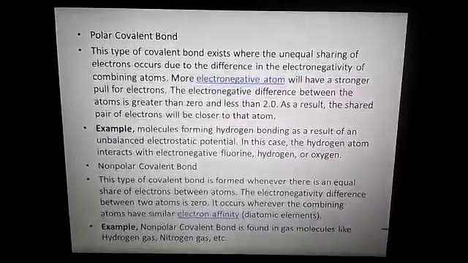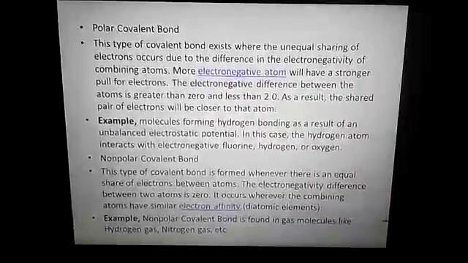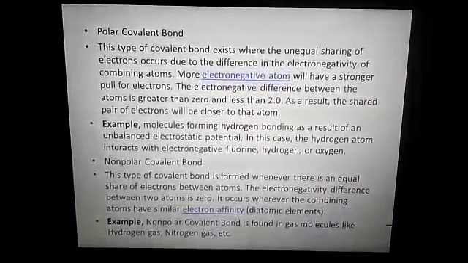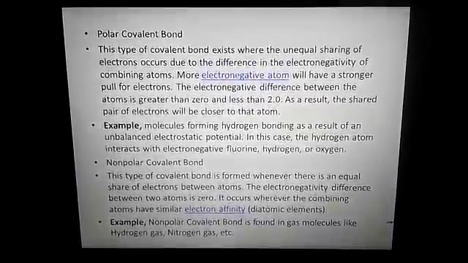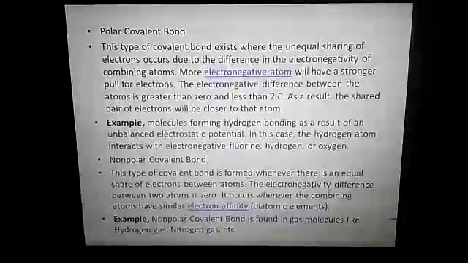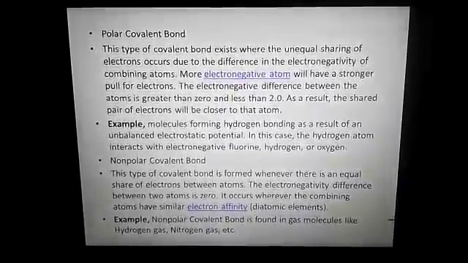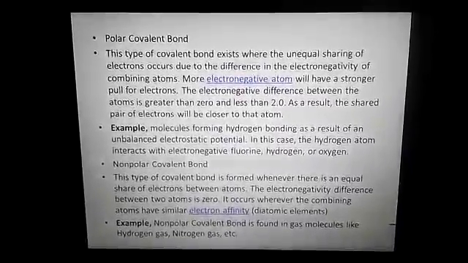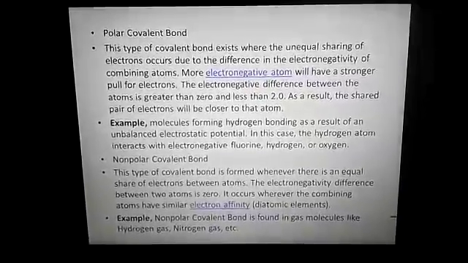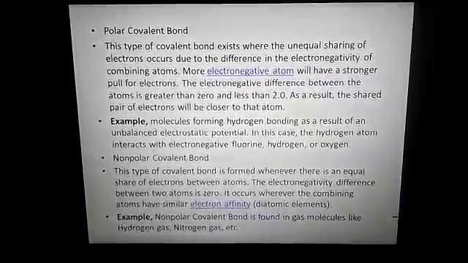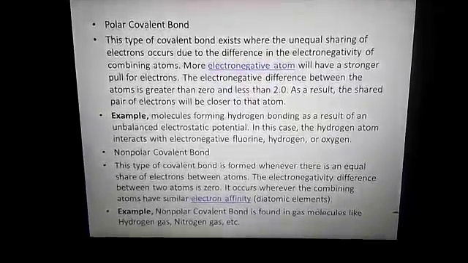The electronegativity difference between the atoms is greater than 0 and less than 2. As a result, the shared pair of electrons will be closer to that atom. For example, if we take hydrogen chloride, hydrogen atom plus chlorine atom. In hydrogen chloride, the strong nuclear charge of the chlorine atom, that is, the electronegativity of chlorine, which is 3, attracts the shared electron pair towards itself.